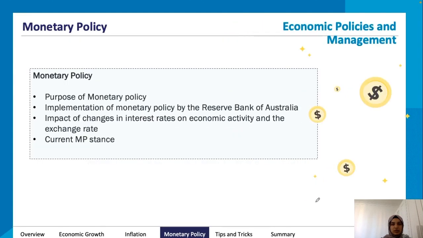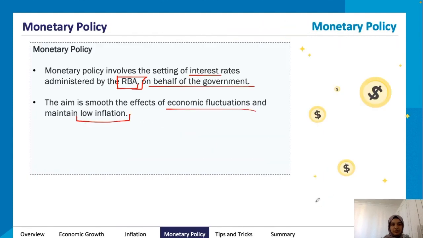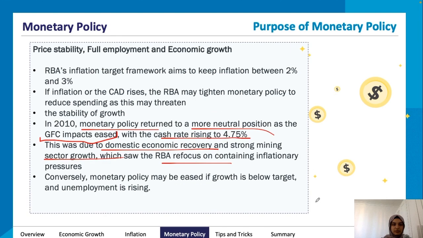the monetary policy. Conversely, monetary policy may be eased if growth is below the target and unemployment is rising. Okay? So that's again important to consider. This idea that if growth is below the target and unemployment is rising, they're going to try and ease up the monetary policy, the cash rate, interest rates, and try to control it less than they would be when they're tightening it.